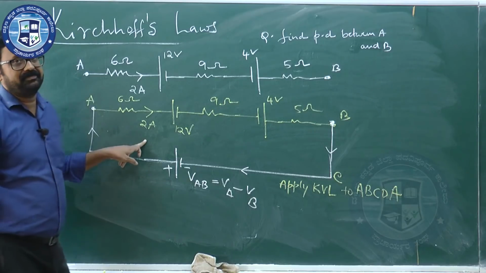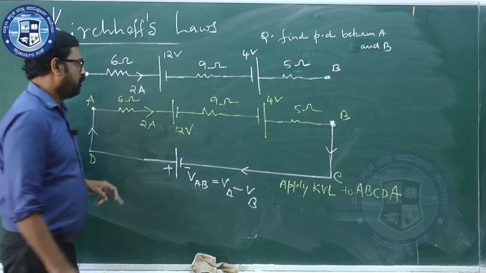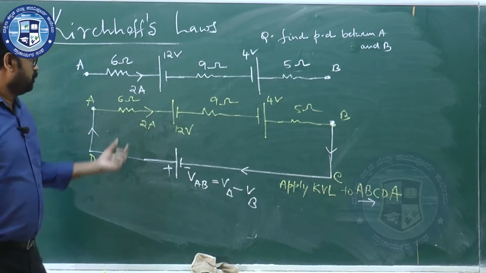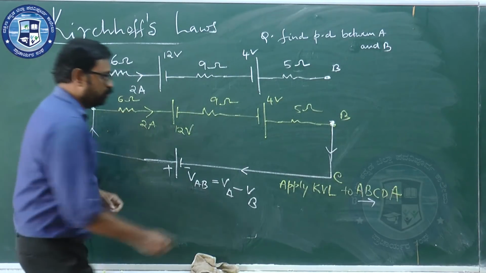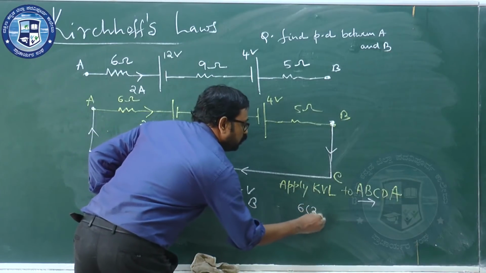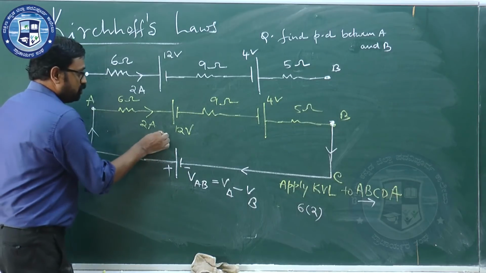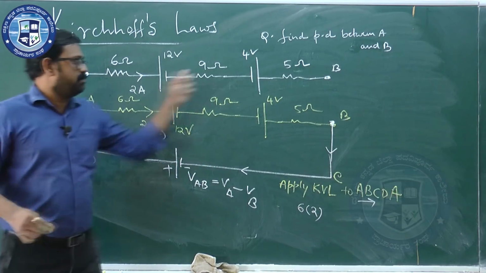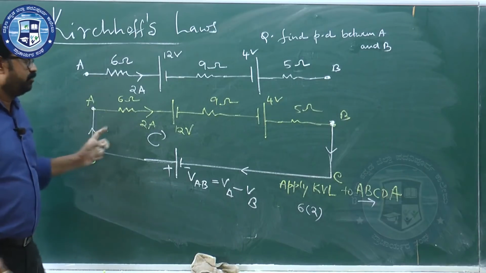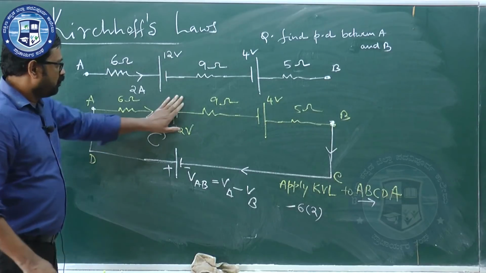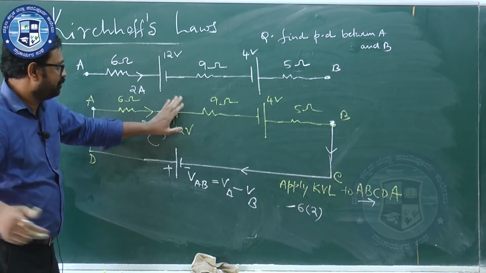Same 2 ampere. Okay, we'll move from A to B. What is the product of IR? 6 into 2. What do you think? Plus 6 into 2 or minus 6 into 2? Minus, because this was the direction of traverse. A, B, C, D, A. Minus 6 into 2. Forget about the cell. We'll come back to the cell later, okay?